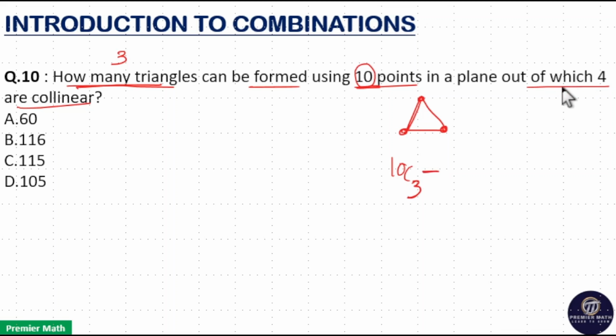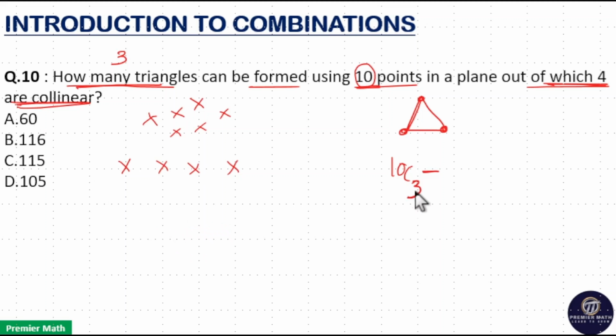But here we have a condition. That is, we have 4 points which are collinear. So 4 points are collinear means these 4 are on the same straight line. Now the remaining 6 are here and there. We don't know where they are. With these we can form triangles, but with these 4 we cannot form a triangle, because if you take 3 straight line points, you cannot make a triangle. You can make a straight line.